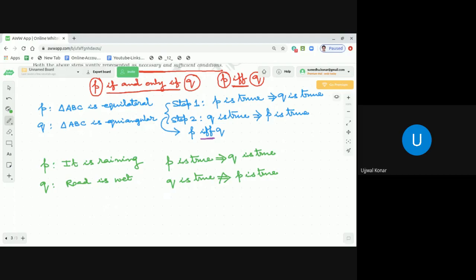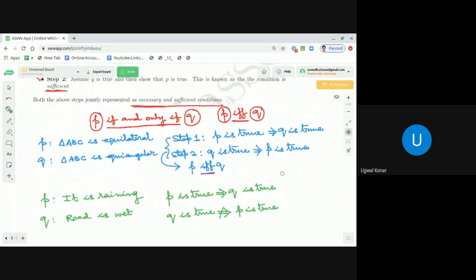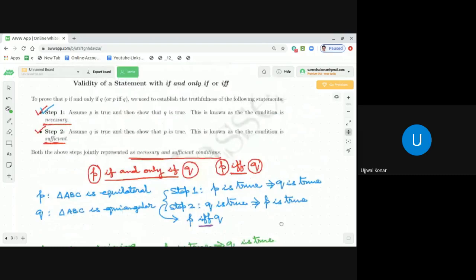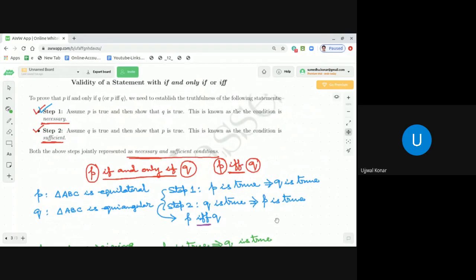So, in other words, what we can say is that it is raining is the necessary condition to have the road wet. But the road is wet is not a sufficient condition to assume that it is raining. Okay, dear students, I hope you got a fair idea about if and only if. In mathematics and in other branches like computer science, especially theoretical computer science, the application of if and only if, that is IFF, is extremely important.